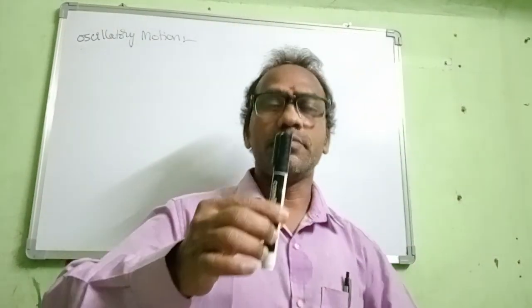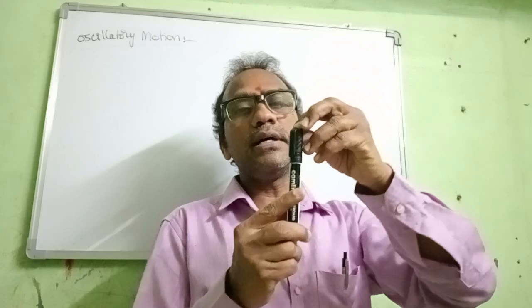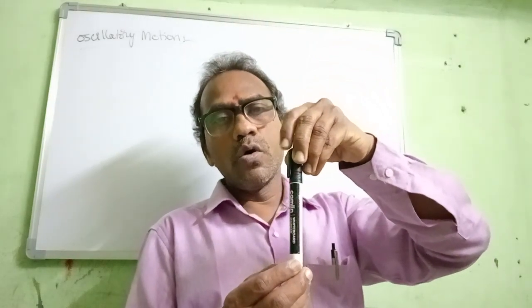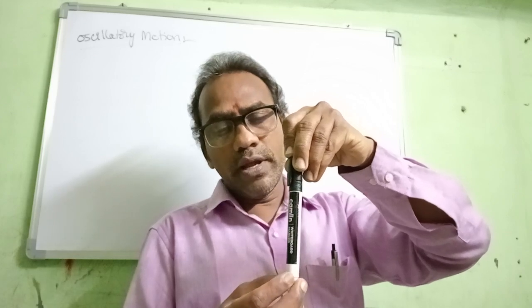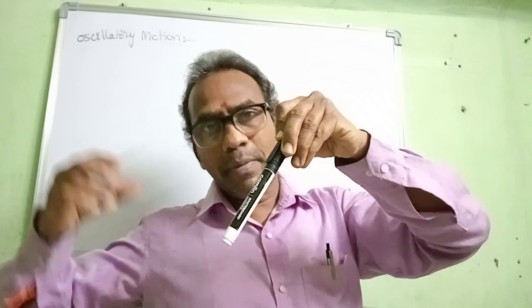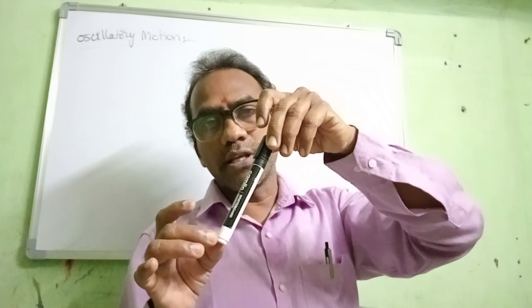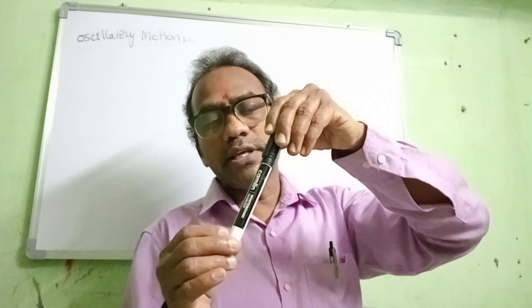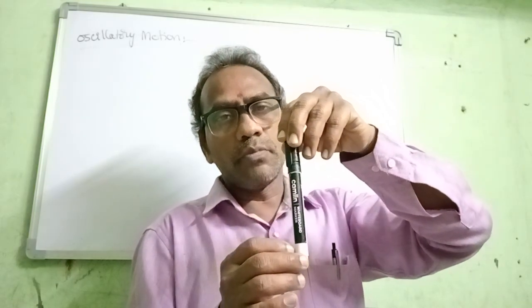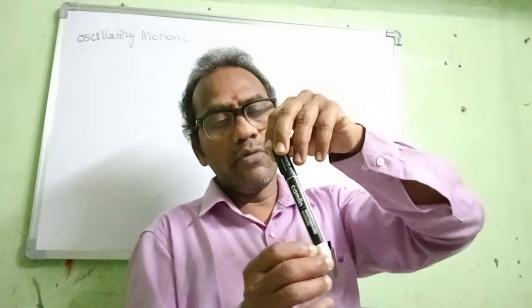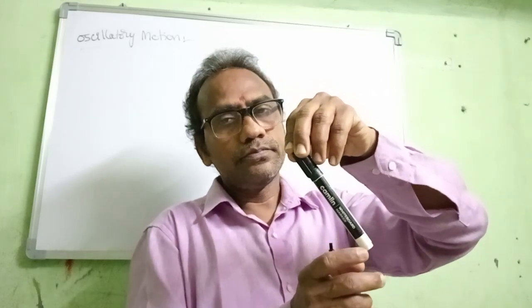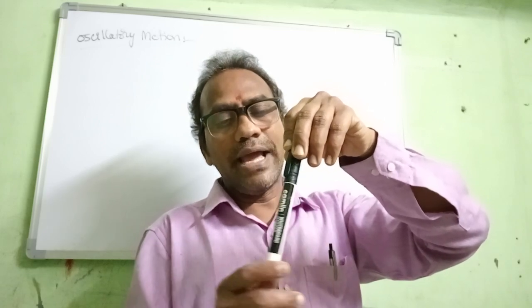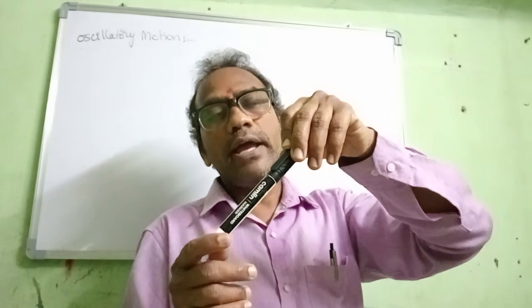Example I am taking. Now this is an object, suppose it is hanged. Now I am pulling this towards my right side. If I leave this, this is called extreme position. If it reaches the mean position, this is called mean position, and if it moves to the other side, that is called extreme position. Again it comes back to mean position, again comes back to extreme position.